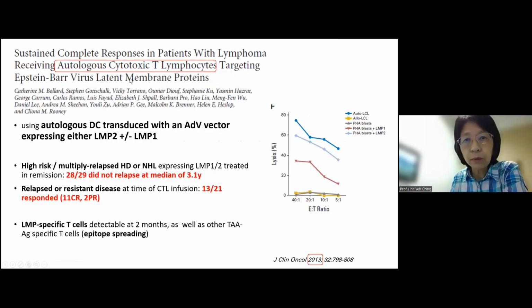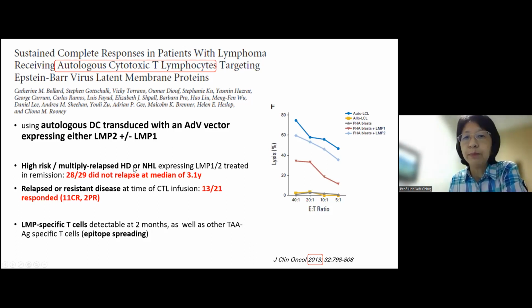So what about lymphoma with type 2 latency? This is not in the transplant setting, therefore it uses autologous EBV T cells. EBV T cells are generated by autologous dendritic cells transduced with an adenovirus vector that expresses LMP2. And in vitro testing shows good cytotoxicity against autologous lymphoblastoid cell line or PHA blasts that express LMP2. These are the two blue lines up here.